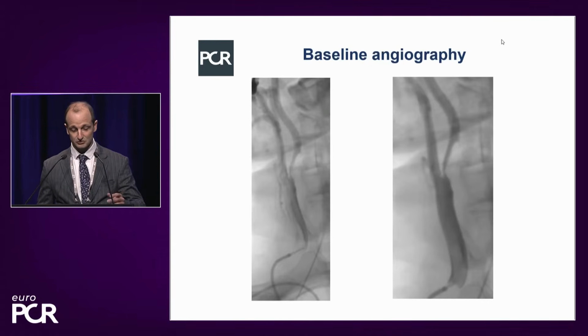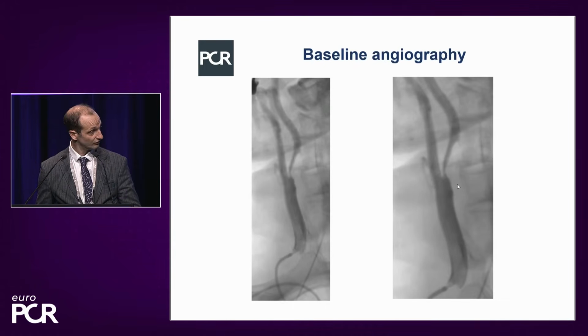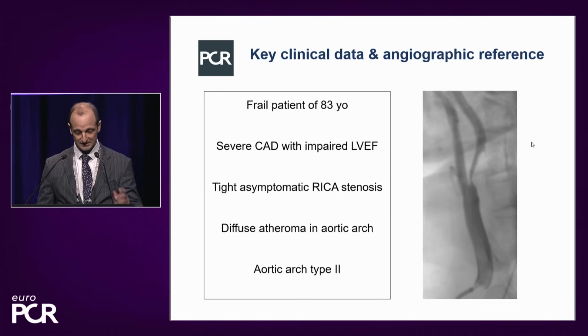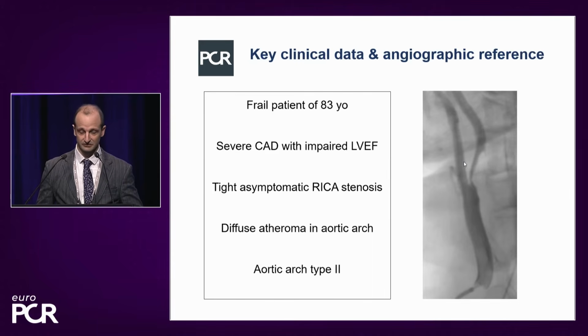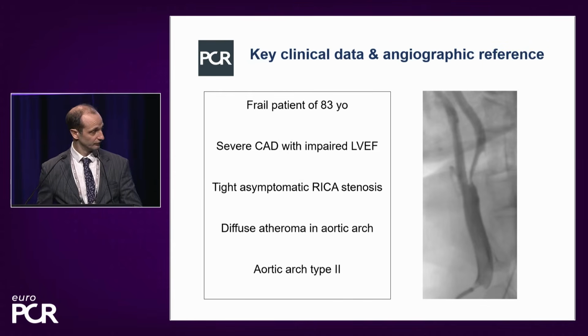And as there is a discrepancy between the Doppler ultrasound and the CT scan, we performed a selective angiography of the carotid to confirm this very tight stenosis at the ostium of the right carotid artery, quite long, not very calcified. The key data for this patient: a frail patient of 80 years old, severe coronary artery disease with impaired left ejection fraction, tight asymptomatic stenosis on the right internal carotid, diffuse atheroma in the aortic arch, which is a type 2 from an anatomic point of view.